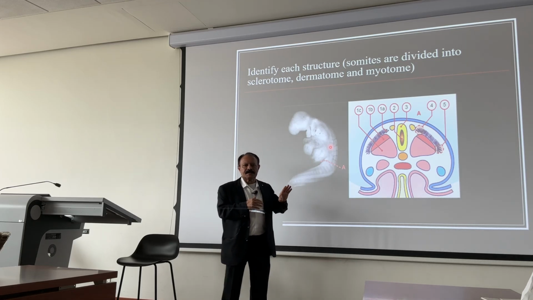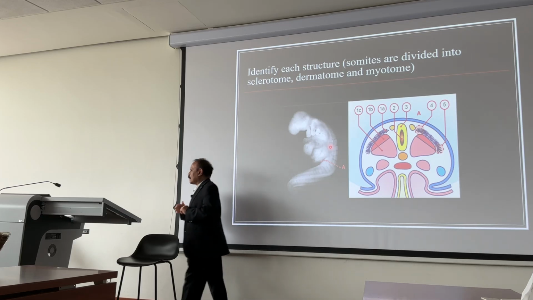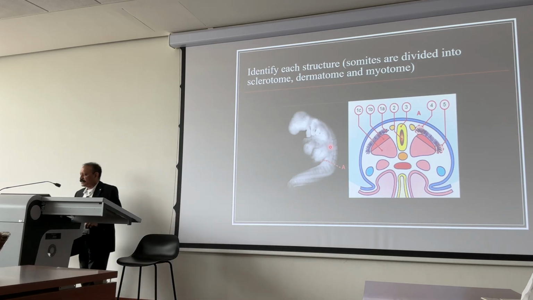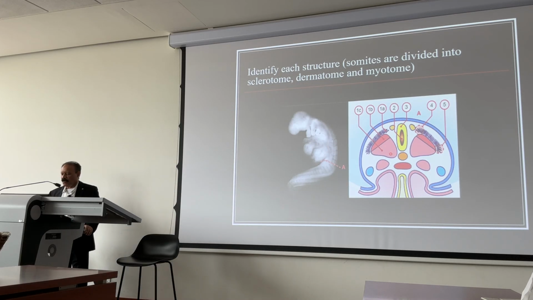Is that okay? Now, if I take a cross section, then I see everything is very obvious. This is the somite. Outside is the dermatome. There is a different view. I've made it in a more simplistic way, but this is more rational to believe as the correct figure.